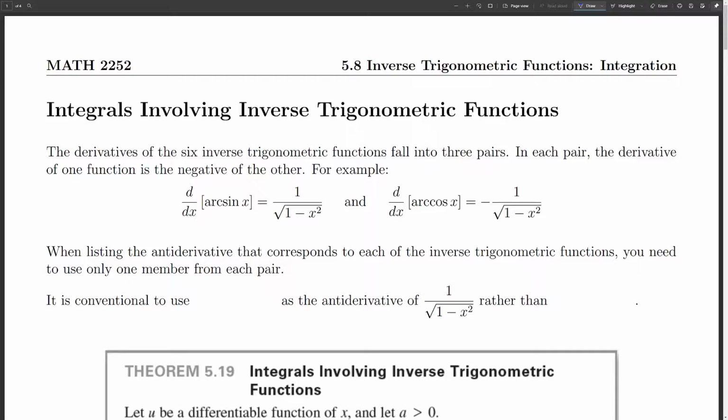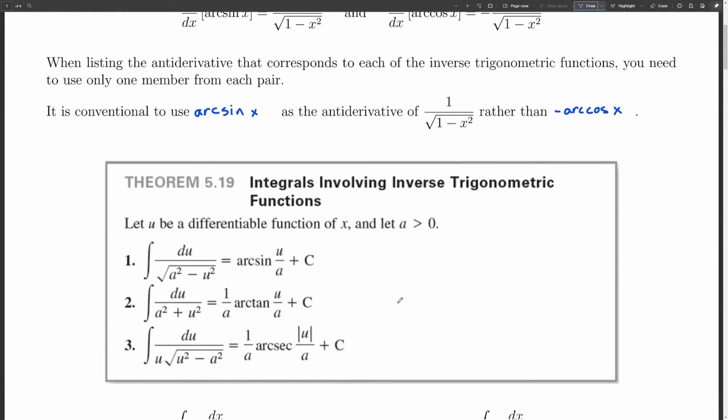When listing the antiderivative that corresponds to each of the inverse trigonometric functions, we need to use only one member from each pair. So it is conventional to use arcsine of x as the antiderivative of 1 over square root of 1 minus x squared rather than negative arc cosine of x. Both of these are correct, though, as an antiderivative of 1 over square root of 1 minus x squared. So in the following theorem, we see some integrals that involve inverse trigonometric functions. We basically saw the first one already.